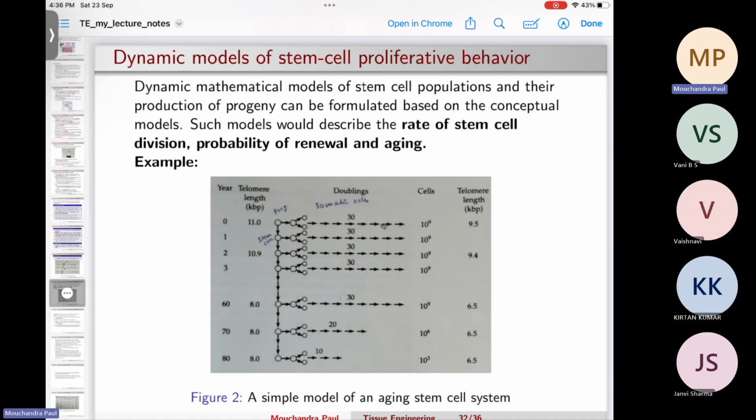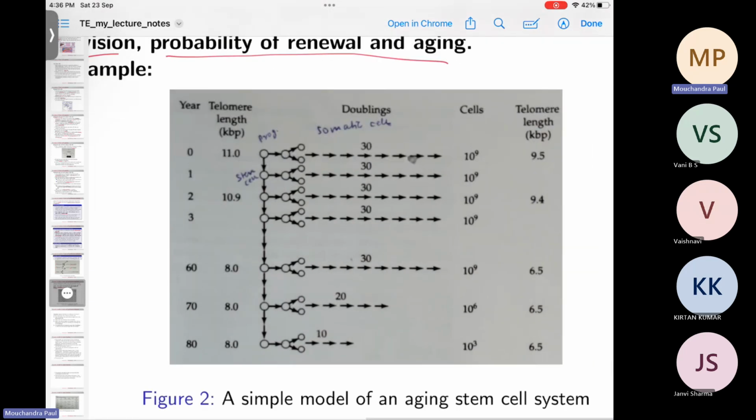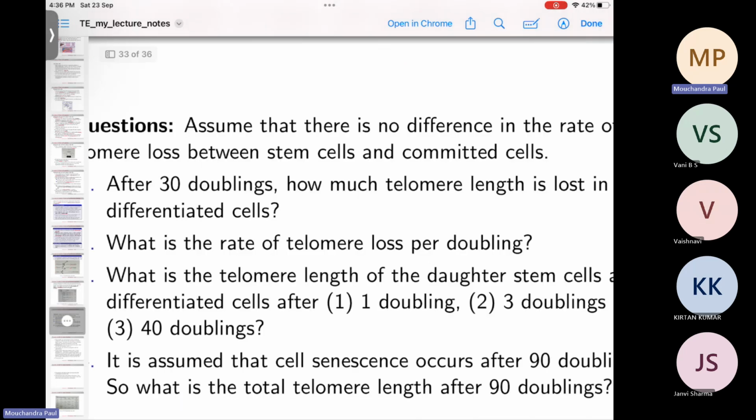what is the probability of renewal, and probability of aging, means the stem cell is also aging, right, because telomere length is declining. So based on those concepts, we usually formulate mathematical models to answer or to describe these facts, these numbers. This is the example that is given to you in the figure format. So try to understand what is given in the figure, then only I'll come to the questions part.